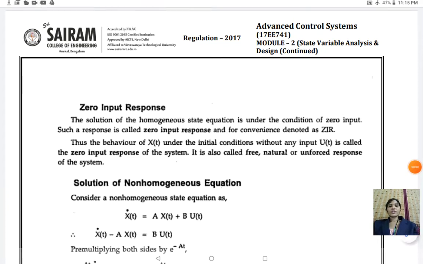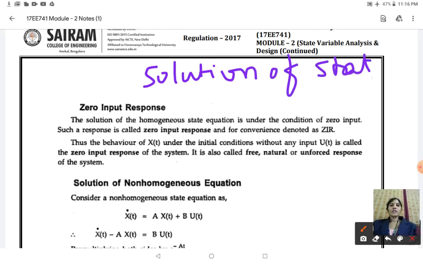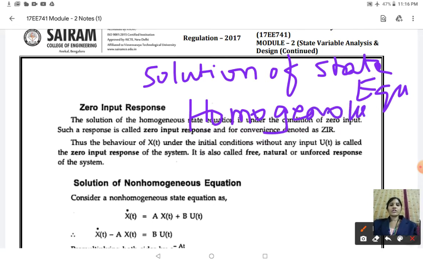Good morning students. In the previous class we started with the solution of the state equation. Under the solution of the state equation we have two equations: one is the homogeneous equation and the second one is the non-homogeneous equation.